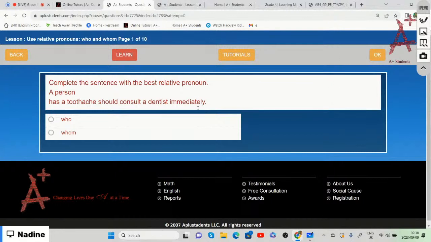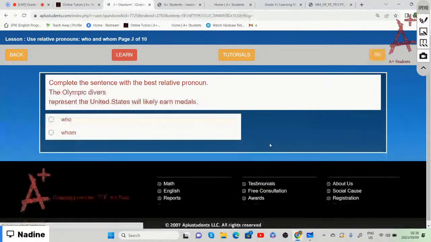So we're going to say a person who has a toothache should consult a dentist immediately. So who has a toothache? So if you have, which is who, then you should consult. So well done.